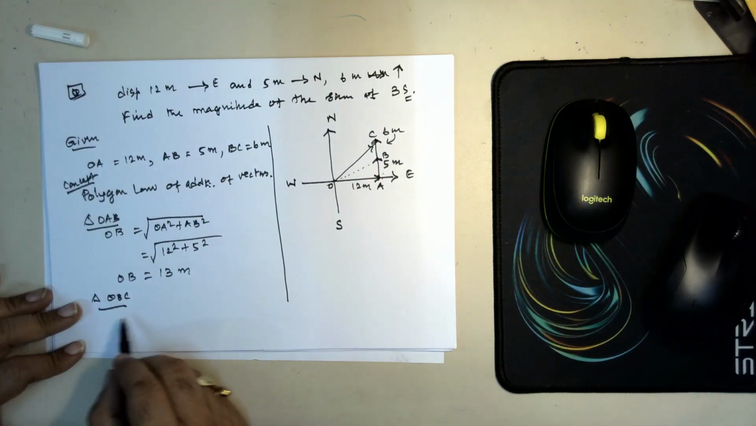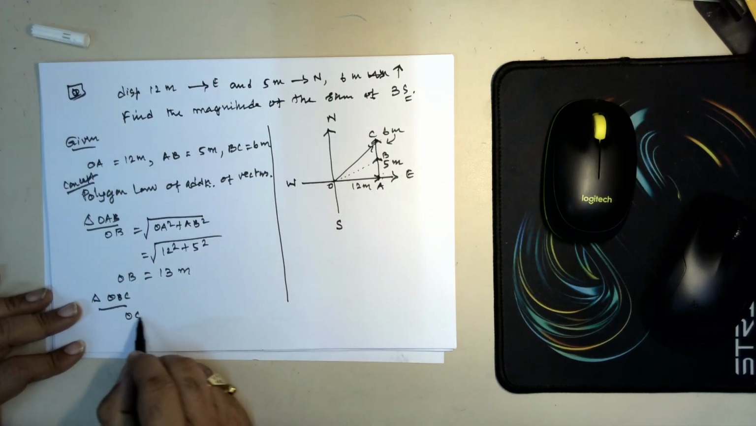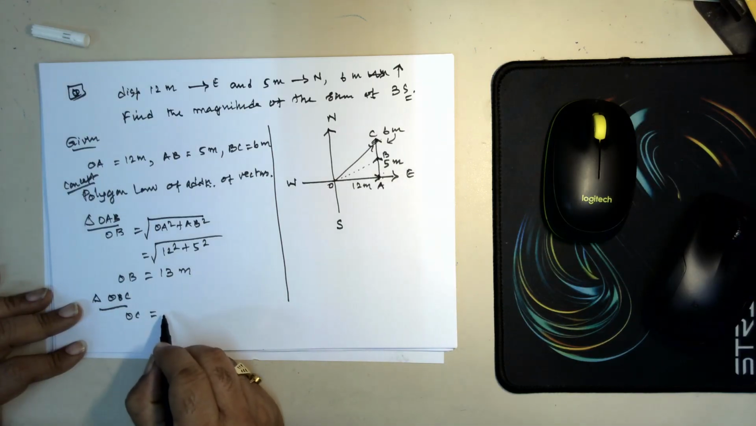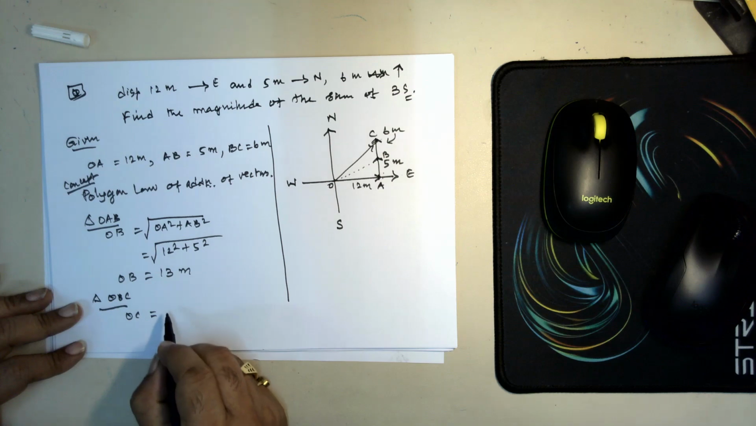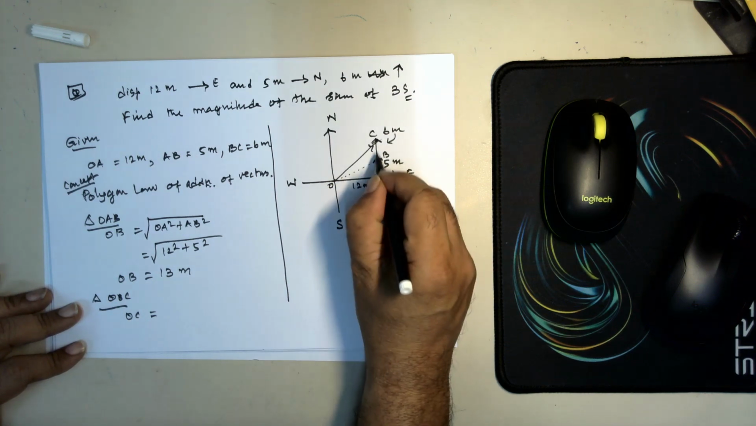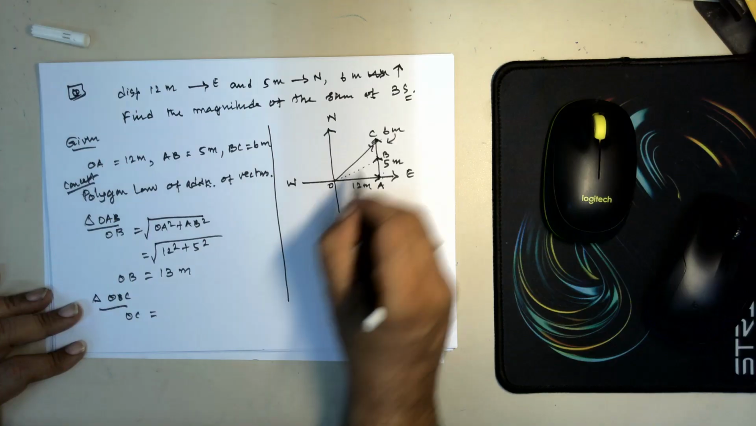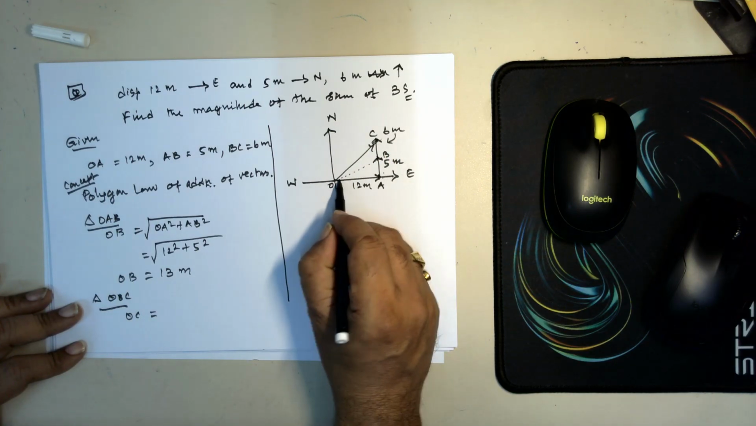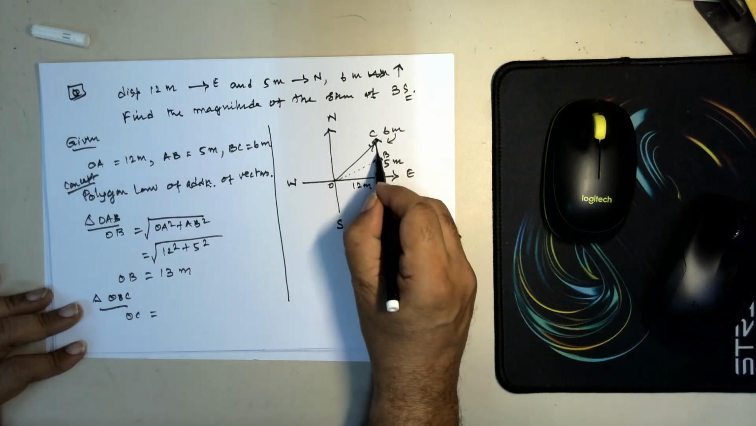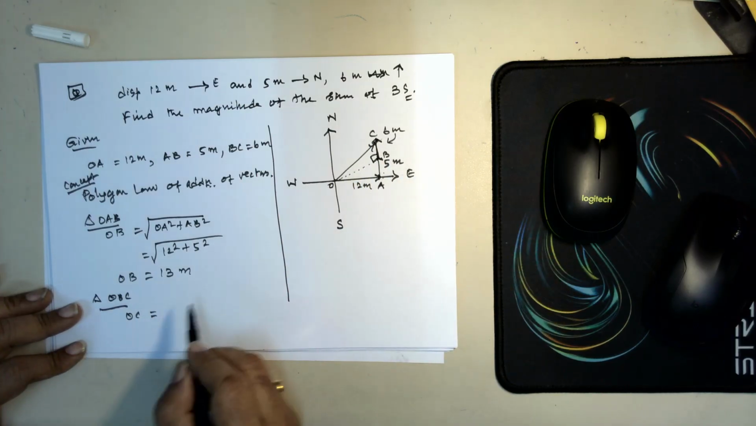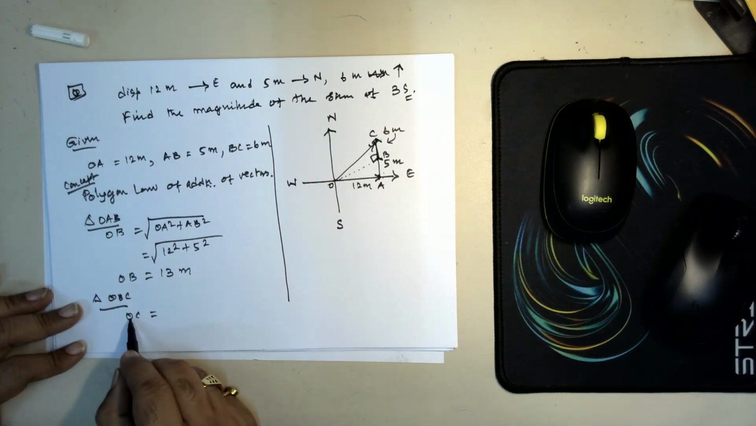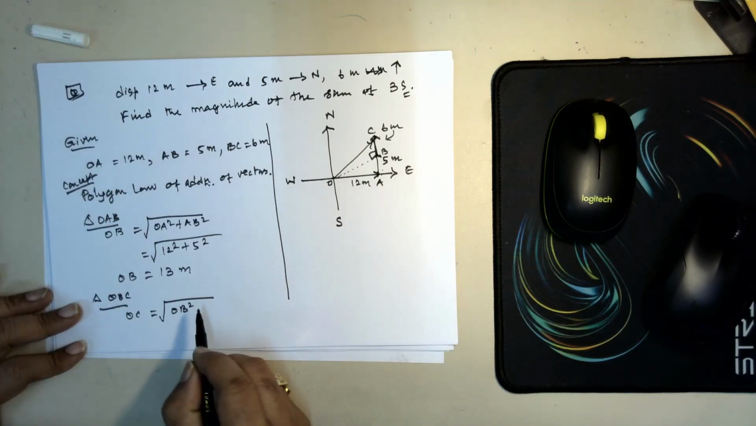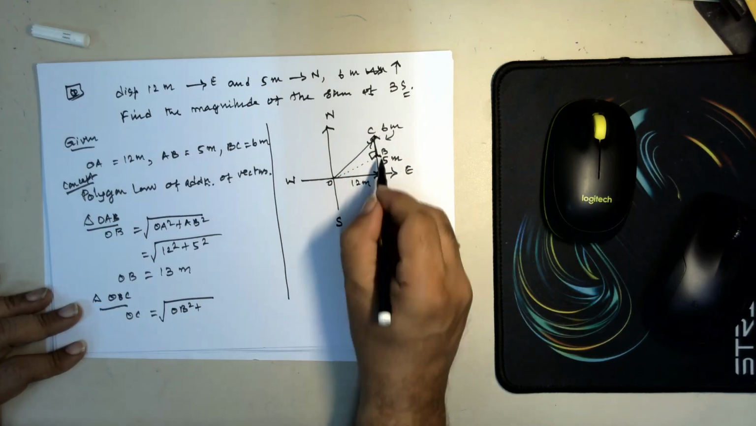So in that case we have to apply OC, which is nothing but once again, yeah, it is a right angle actually. It goes in this way only. This is a right angle. So OC squared is OB squared plus BC squared.